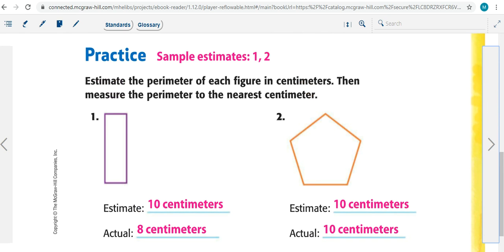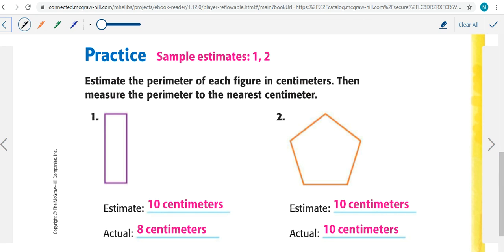Now, estimate the perimeter of each figure in centimeters. You guys are going to do the same thing as the last page, okay? First you estimate. Please take out your ruler and measure. Remember that you have to measure on your book from here to here, and then from here to here, and write it. Write how much is each side. After you measure each side, you add them, and the number has to be 8 centimeters.